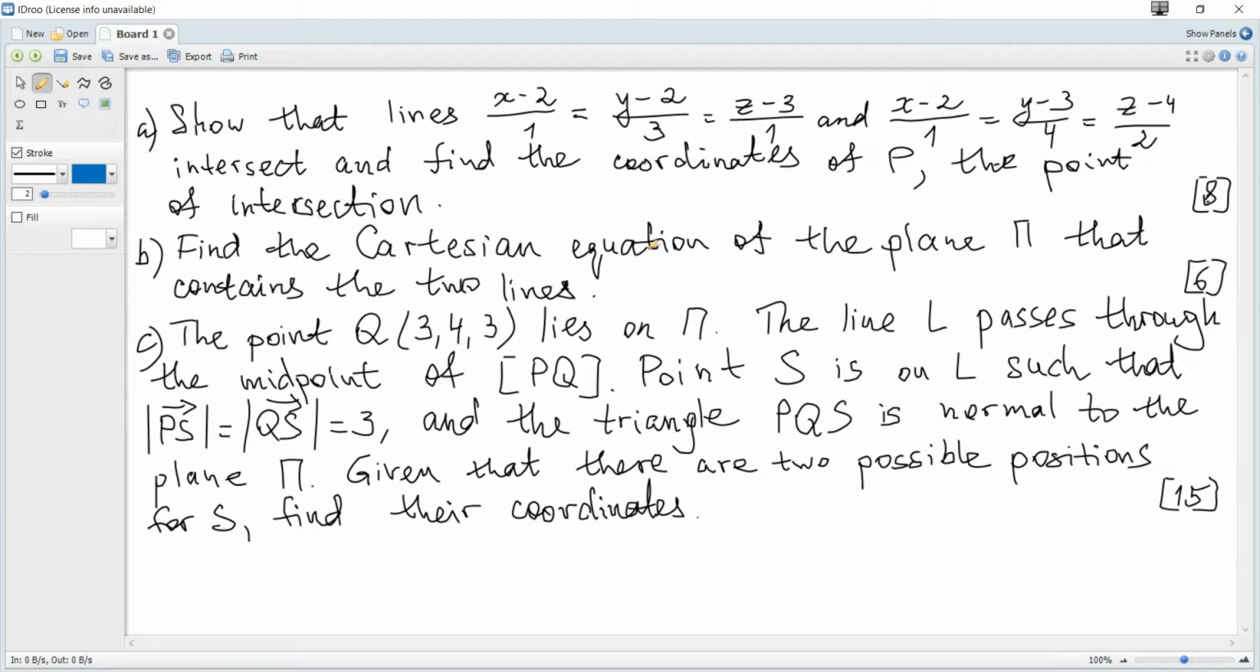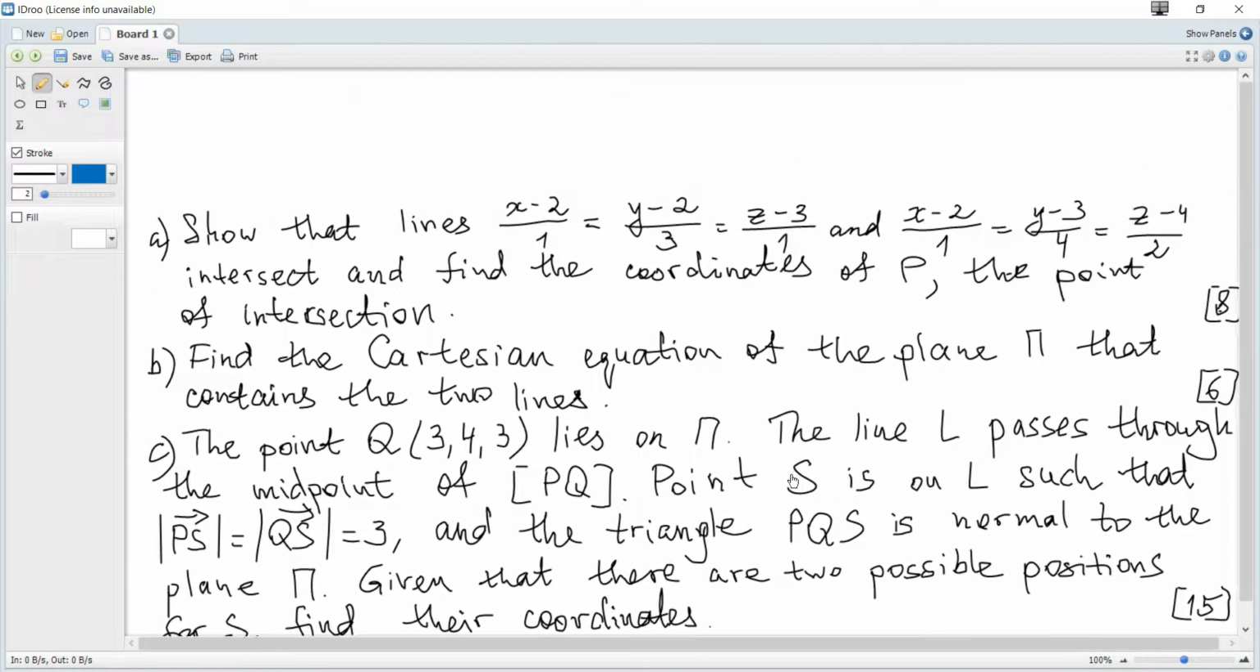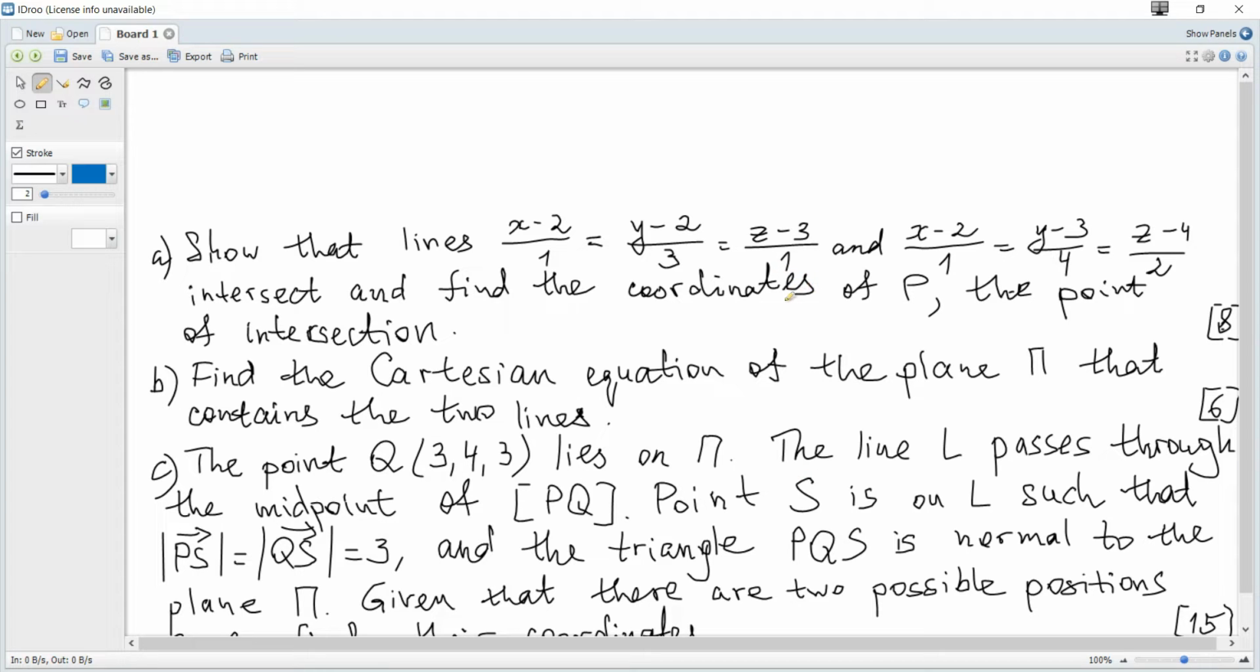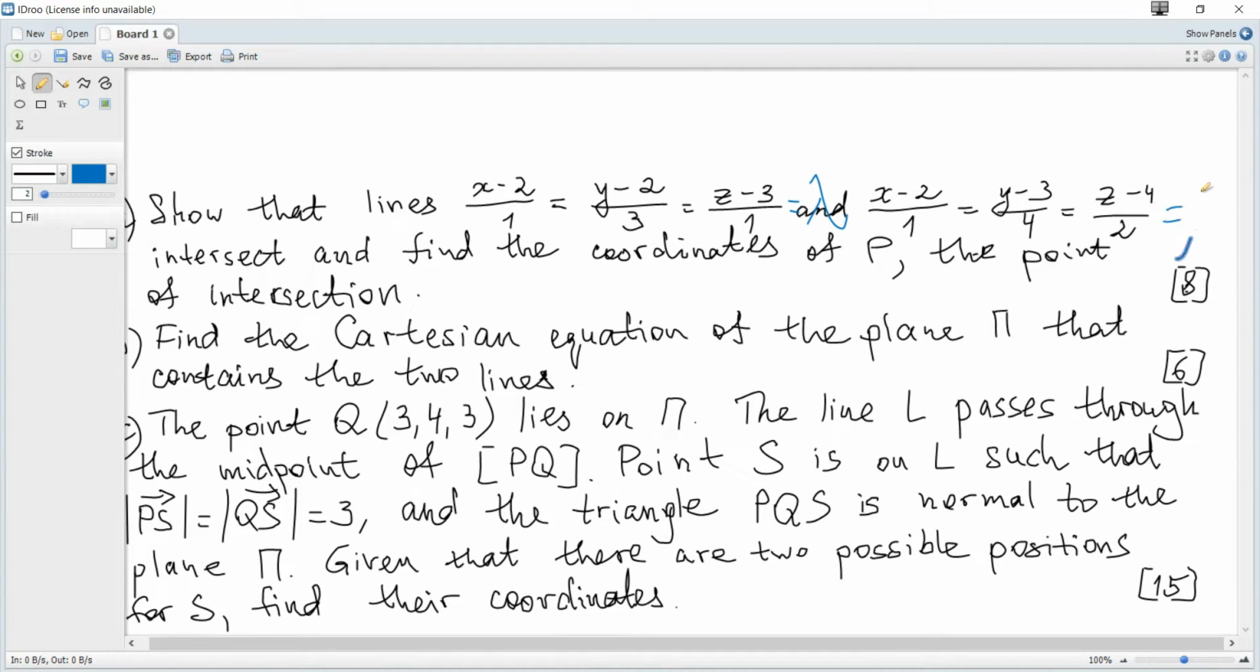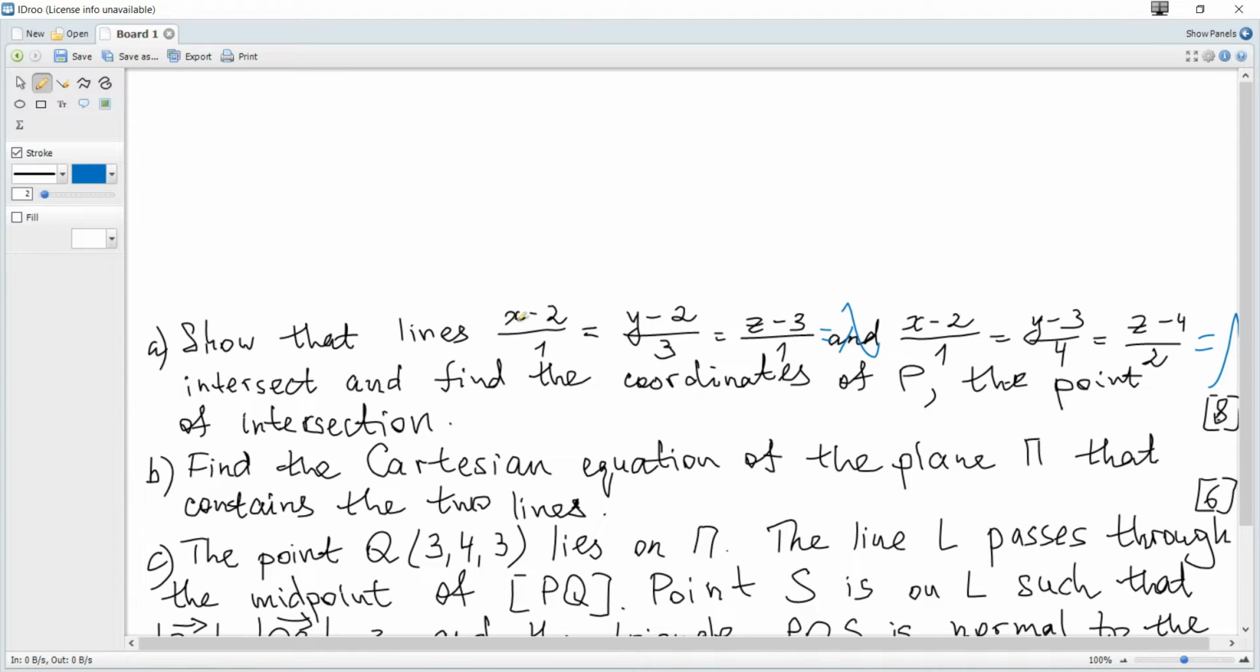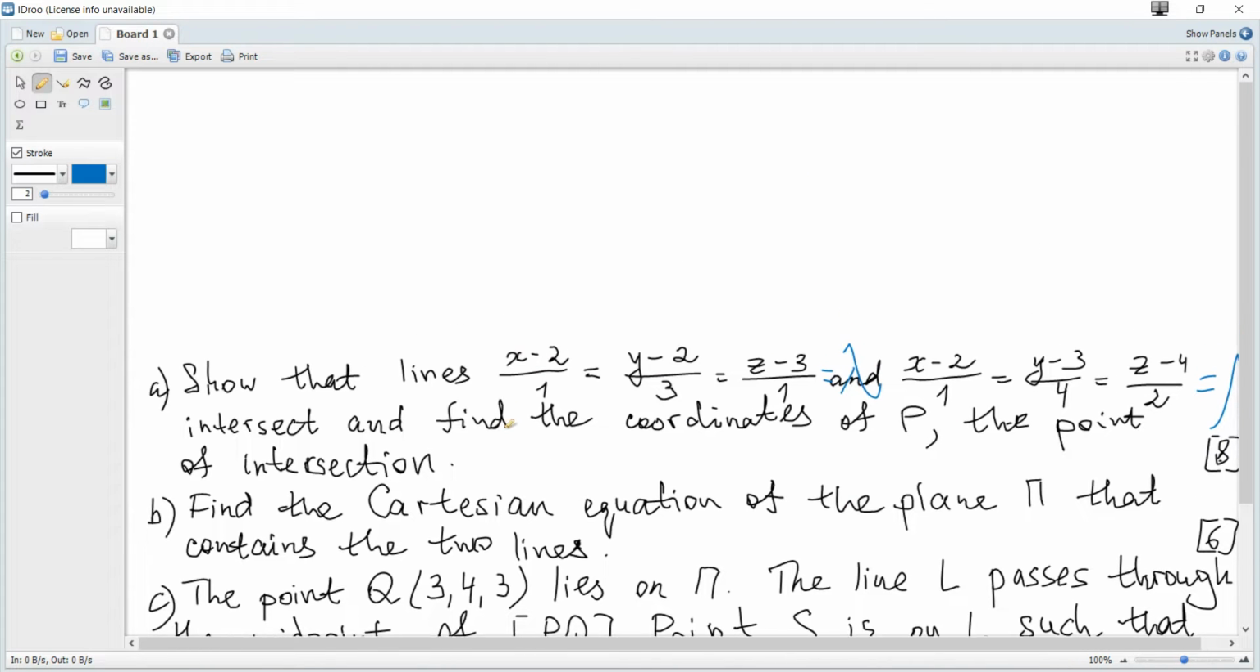The problem shows that the lines intersect and finds the coordinates of P, the point of intersection. To find the point of intersection, it will be useful to rewrite the given equations in parametric form, which is actually the same as a vector form. So we equate it to some parameter, let it be lambda here and mu here, and solve for x, y, z in terms of lambda.